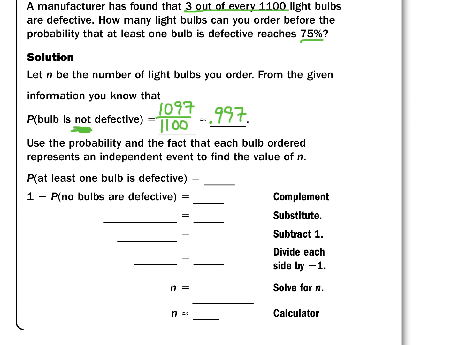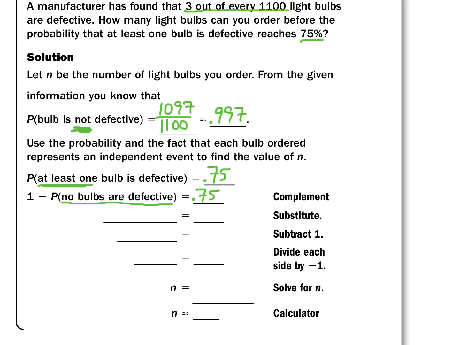So we're going to use the probability and the fact that each bulb ordered represents an independent event to find the value of N. So the probability that at least one bulb is defective, we want to set at 0.75. At least one bulb is defective is the same as the complement of no bulbs being defective, so it's also 0.75.